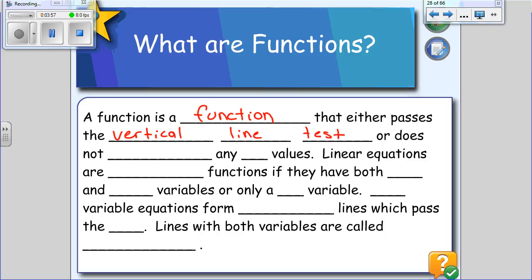Remember, that's when you would take a graph and you try to draw vertical lines through it, and if it touched it more than once, then it wasn't a function. If it never touched it more than once, then it was a function. We're going to spend very little time actually doing this. It's just kind of a review of what functions and equations are. That's all we're really doing. Or it does not repeat any x values.